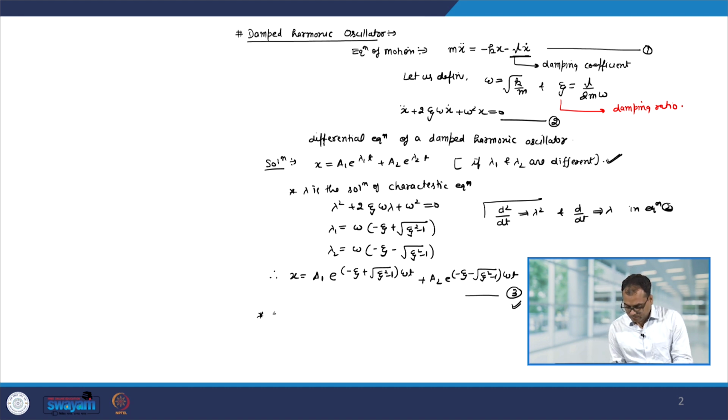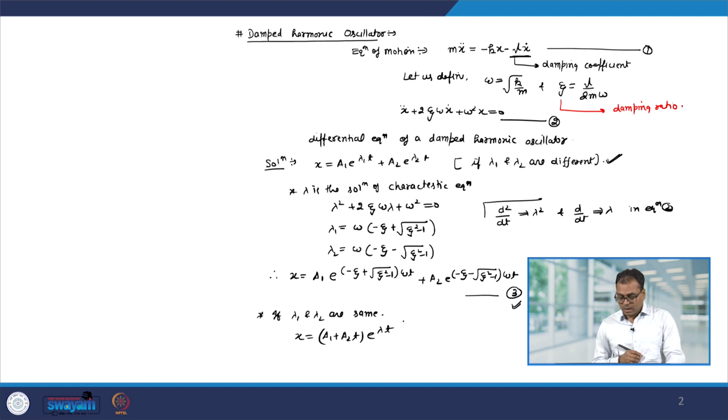If lambda 1 and lambda 2 are the same, in that case the general solution is x equal to a1 plus a2 t, times e to the power lambda 1 t. Now, this quantity zeta can be more than 1, it can be smaller than 1, or it can be 1. Therefore, zeta square minus 1 may be positive, negative, or 0.